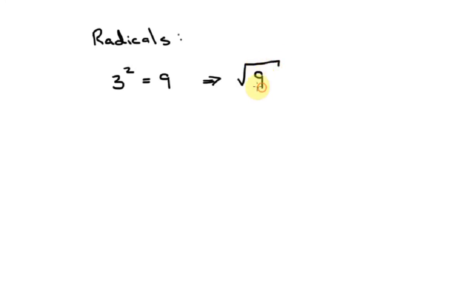I'm going to take a little bit of time to review radicals, and then we're going to call it a day. Now, radicals are a way of taking information like 3 squared equals 9 and expressing it in a slightly different way. I'm going to use this symbol here, the square root of 9, which equals 3. This is called the radical, as opposed to over here where there's no such symbol.